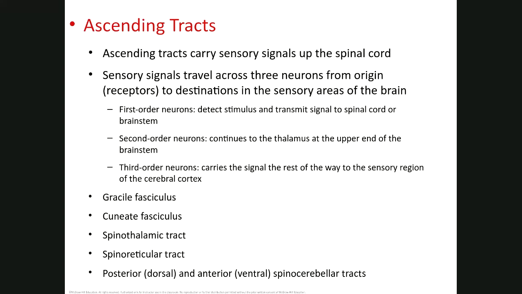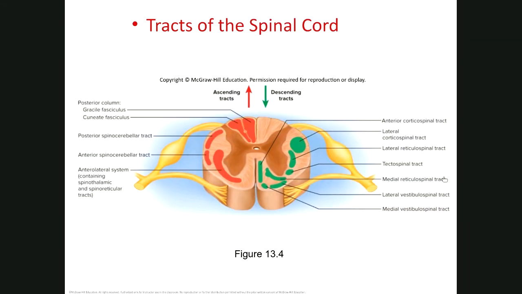By the way, you will also see spinocerebellar tract, anterior and posterior. And you'll also see here the corticospinal tract, anterior, lateral, and there's also a tectospinal tract, reticulospinal tract, and two tracts of the vestibulospinal tract. Here's another way of knowing by the name that they have if it's an ascending or descending tract.